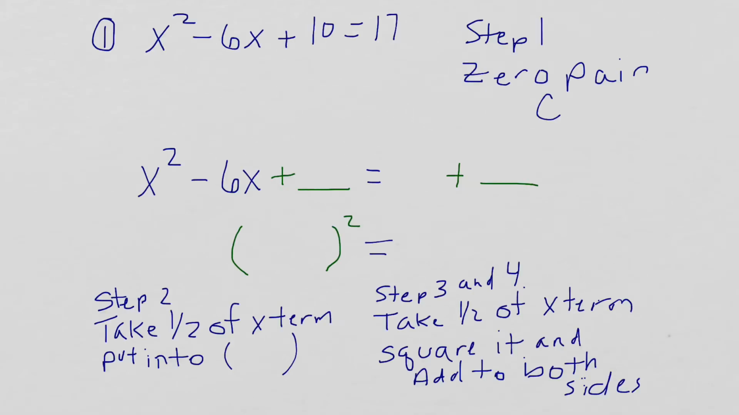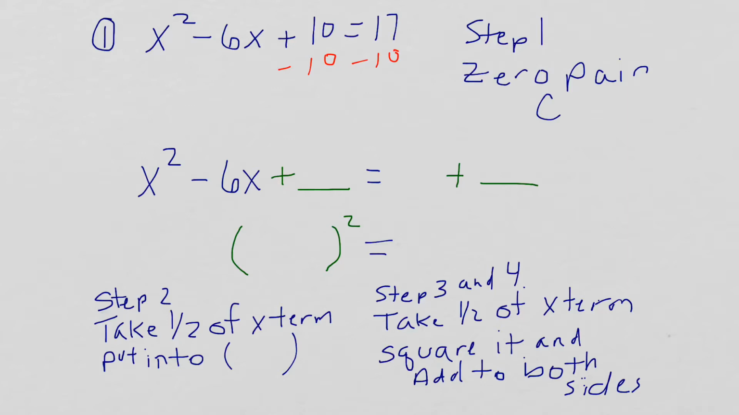Open up your MTT. We're going to do completing the square. All right. The first problem that we have, x squared minus 6x plus 10 equals 17. Step 1, we're going to zero pair out the c. So we're going to do minus 10, minus 10.